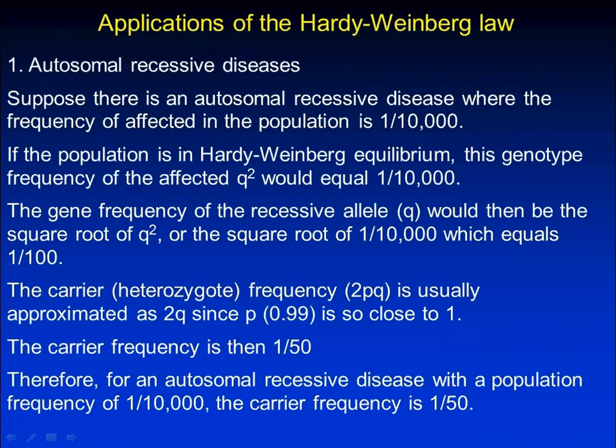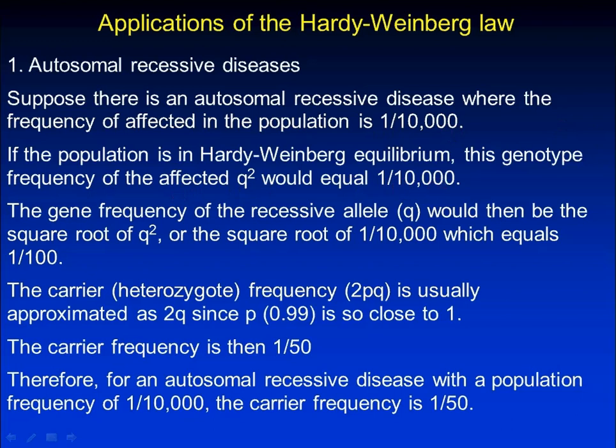Application of the Hardy-Weinberg law is a high-yield subject for USMLE. First, let's look at application of Hardy-Weinberg equilibrium in autosomal recessive diseases. Suppose there's an autosomal recessive disease where the frequency of the affected in the population is 1 over 10,000. If the population is in Hardy-Weinberg equilibrium, the genotype frequency of the affected, Q squared, would equal 1 over 10,000.